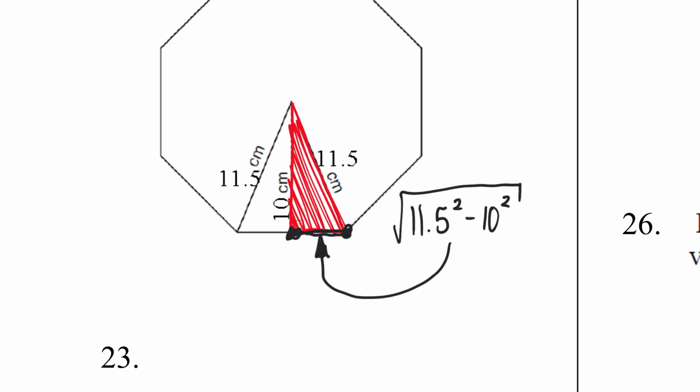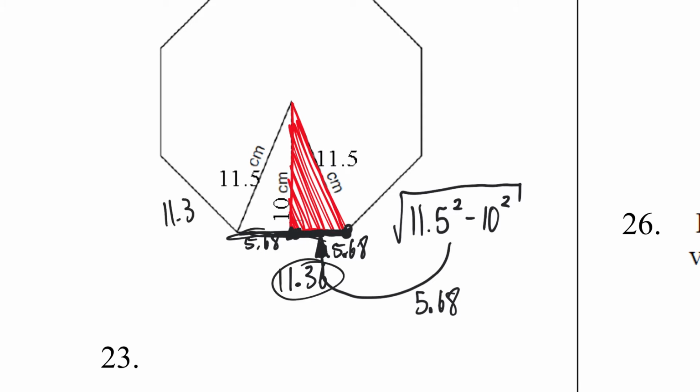Okay, so on this one, whenever you work this out, you get 5.68. Now that's just for half of this side, 5.68. And so this side over here has got to be 5.68. So when you add those two up, 5.68 plus 5.68, you should get 11.36. So this whole side is 11.36. And all of these are going to be the same.